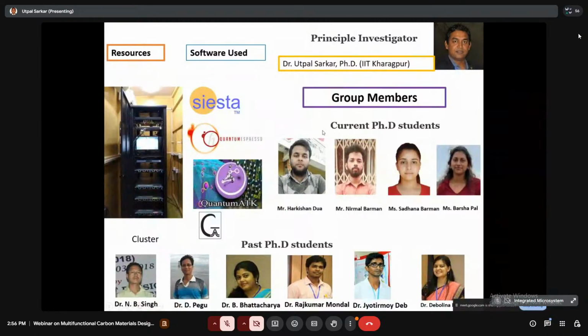And this is my small PhD team. So this is Harkishan, Nirmal. We are present in Nirmal's work here. They are working in our lab, along with my past PhD students. Everybody has contributed in some way or other.